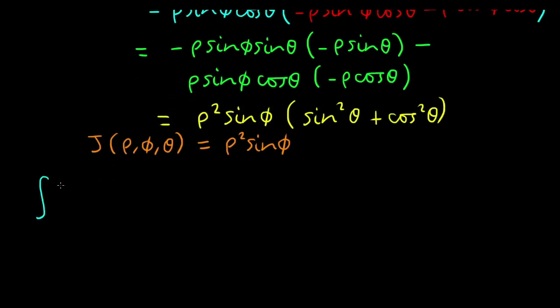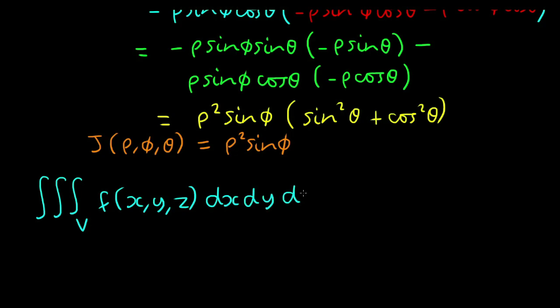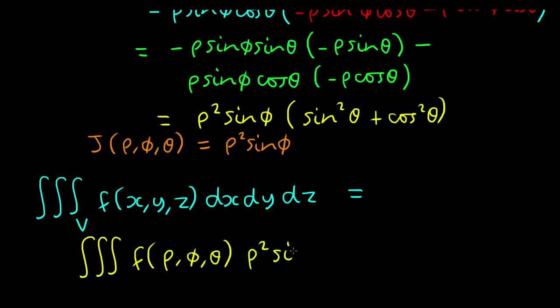So essentially we can write the triple integral of a function of x, y, and z over region V, being with respect to the Cartesian coordinates x, y, and z, as an integral of a function of rho, phi and theta by the Jacobian over the region S, being with respect to rho, phi, and theta.